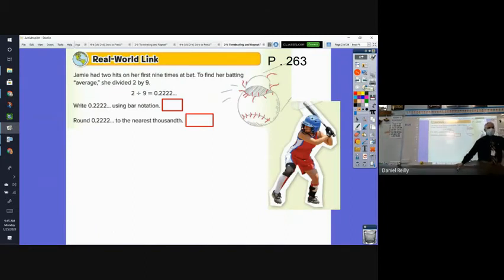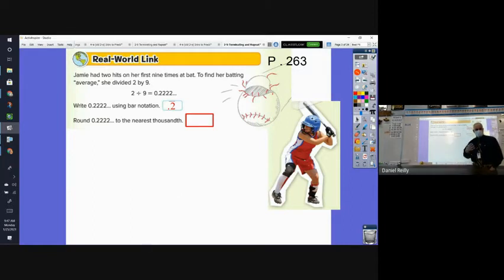All right, so the fraction 2 divided by 9 in your calculator is 0.2222222. It goes on forever. Okay, so we can write it with bar notation. What's that going to look like? Riley? 0.2 with a bar. 0.2 with a bar over top, right? Like that. Okay. We don't normally in real world problems report numbers like this.